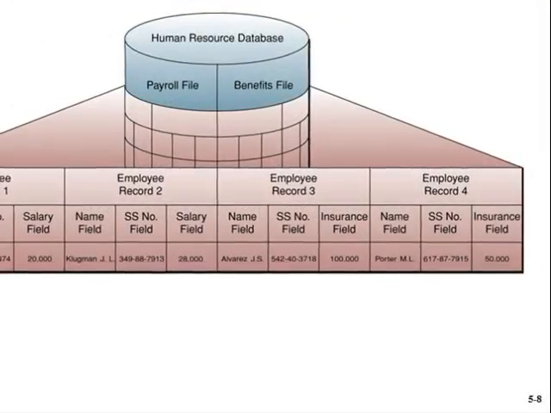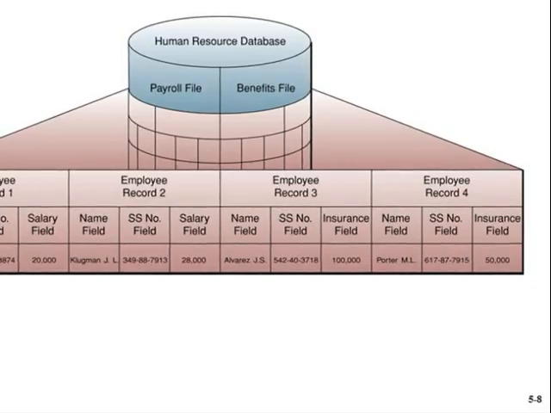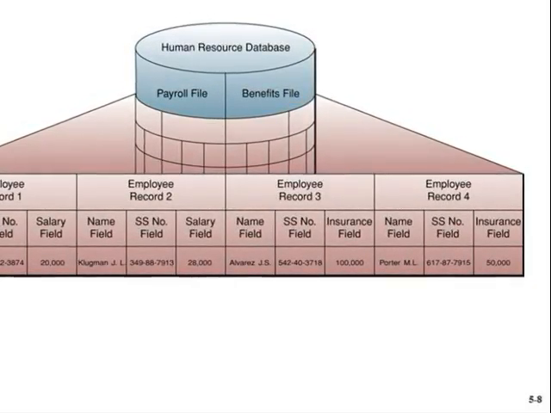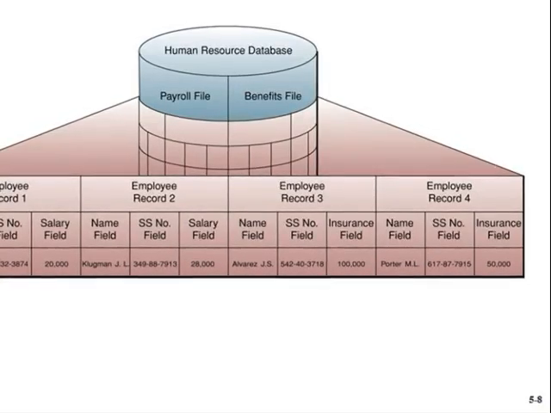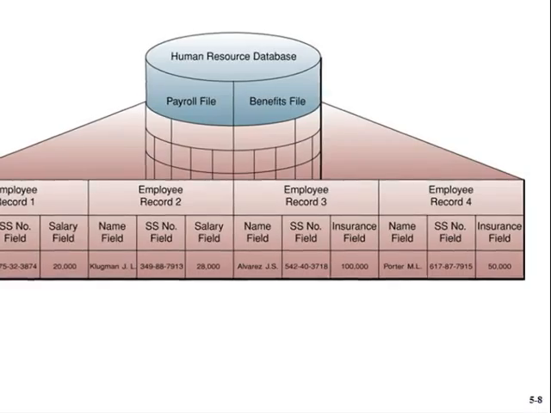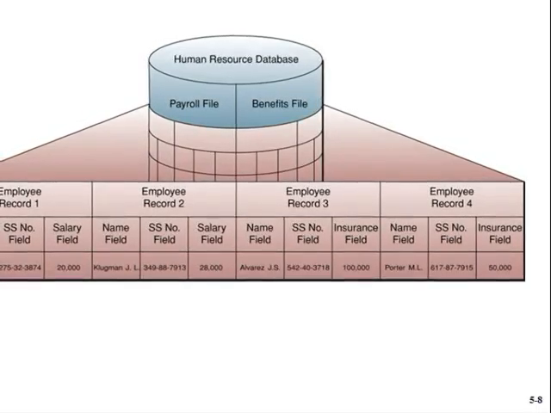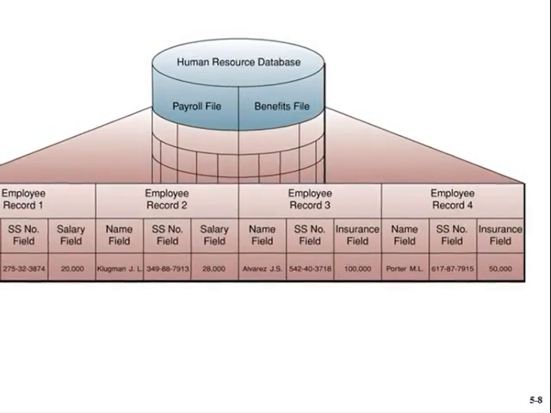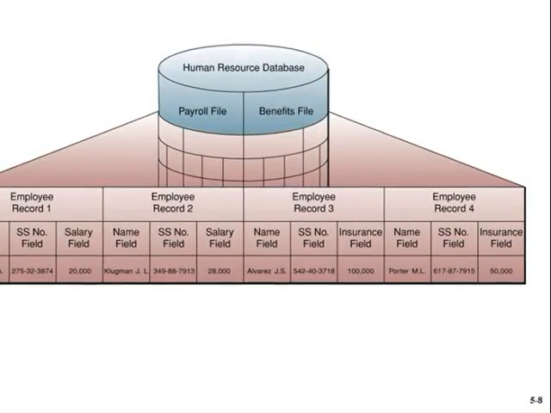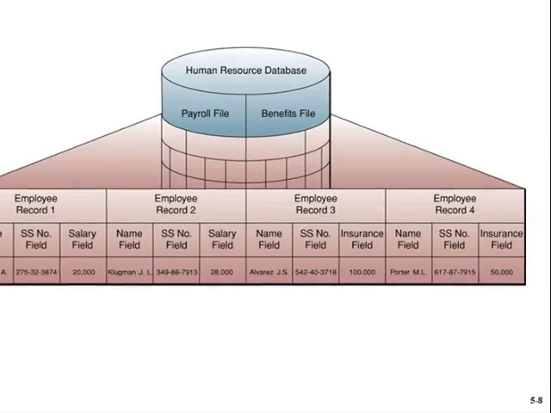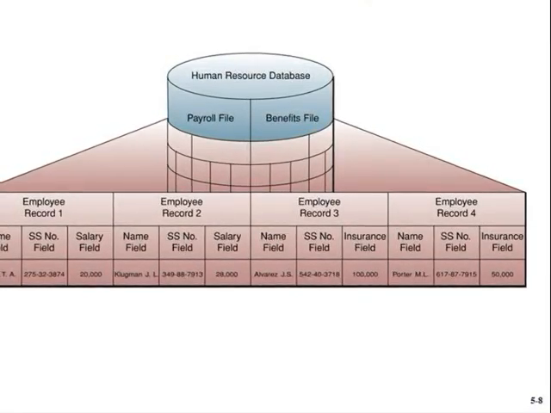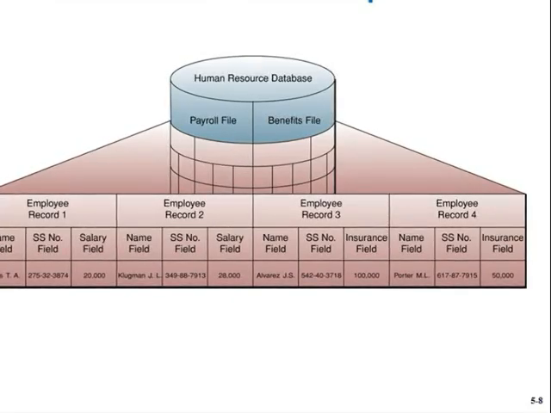This is a representation of a human resource database. You'll notice that there are 2 files underneath the human resource database called a payroll file and a benefit file. Below that, we see that there are 4 records. They're called Employee Record 1, Employee Record 2, Employee Record 3, and Employee Record 4. Within each one of the records, you'll notice that there are the same identical field names. There's a name field, a Social Security number field, and a salary field.